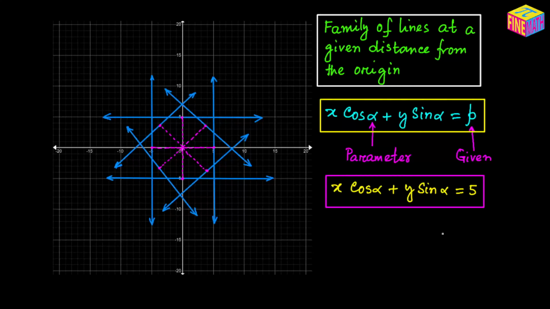So this equation is actually representing a family of straight lines which are all at a distance of 5 units from the origin. And in fact, by changing the value of alpha, we can draw an infinite number of straight lines which all will be at a distance of 5 units from the origin.